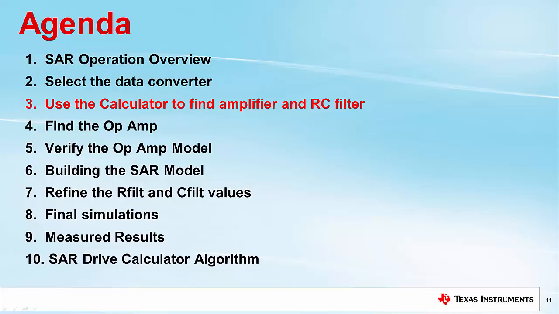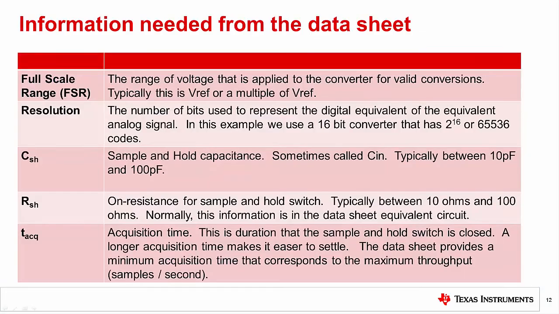Let's move to the third step, where we walk through how to use a software tool to find the amplifier and RC charge bucket filter components. For this, we will use the ADC SAR drive calculator to find the starting values used in TINA-SPICE for optimization. This slide summarizes and defines the information needed for the software calculator. The full-scale range is the range of voltage that is applied to the converter for valid conversions. Typically, this is Vref or a multiple of Vref.